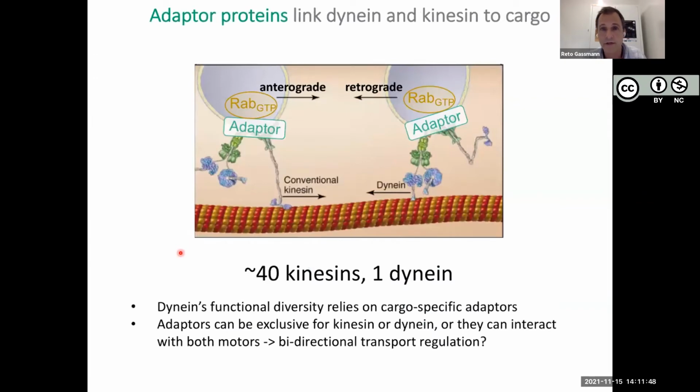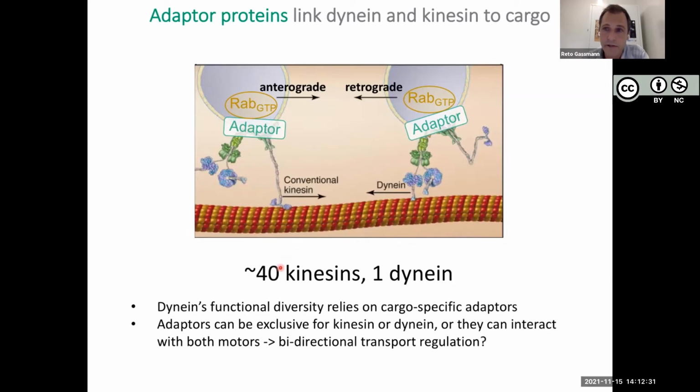Now, a key step of regulation takes place at the interface between the organelles, or between the cargo and the motors, and this involves so-called adapter proteins, which recruit the motors to the cargo. In the case of vesicles and organelles, these adapters are effectors of Rab small GTPases. So they bind to the GTP-bound active form of the Rab. And once they're bound to the Rab on the organelle or vesicle, the adapters then recruit the motors to the cargo.